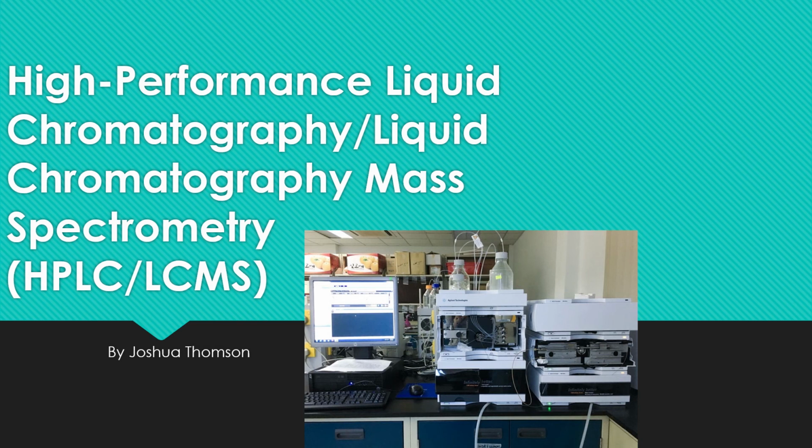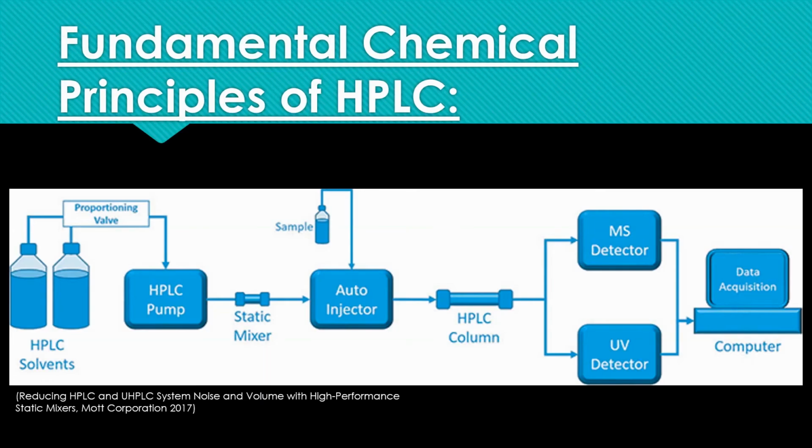High-performance liquid chromatography relies on the molecular interactions between molecules to separate mixtures into their corresponding components. These components can further be analyzed in order to identify and quantify the parts within the mixture via a variety of detectors such as a mass spectrometer or a UV-Vis detector. The main components of an HPLC machine include a solvent reservoir, a high-pressure pump, an auto-injector, an HPLC column, and a detector.